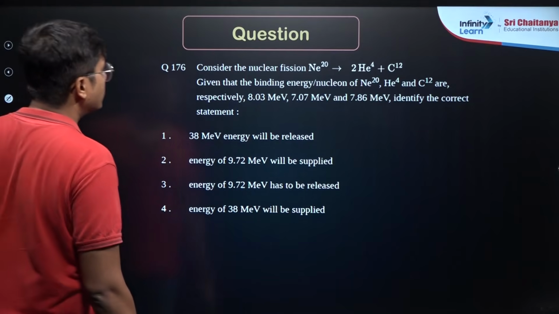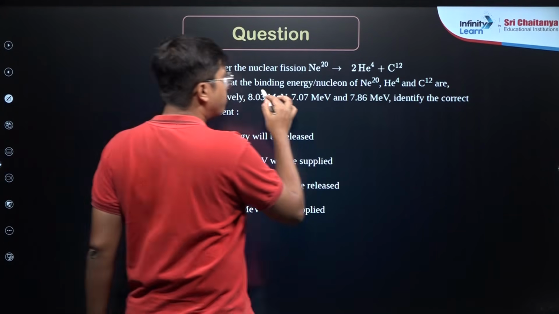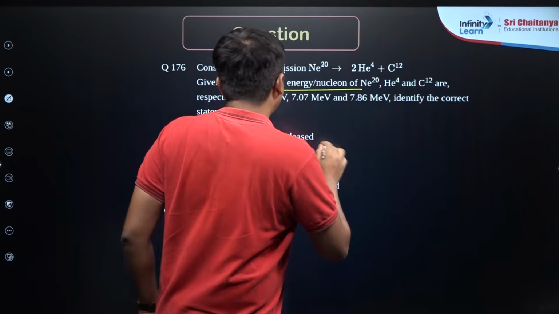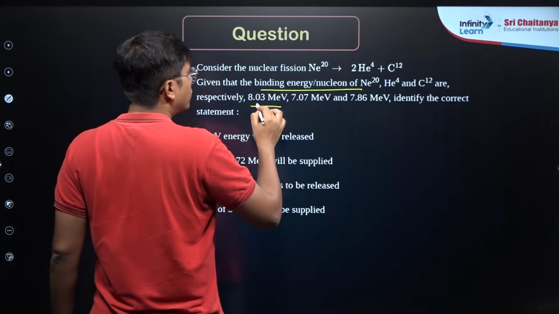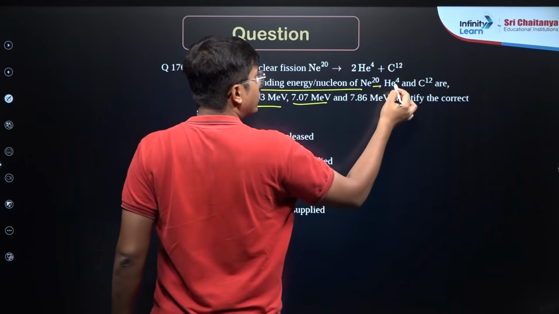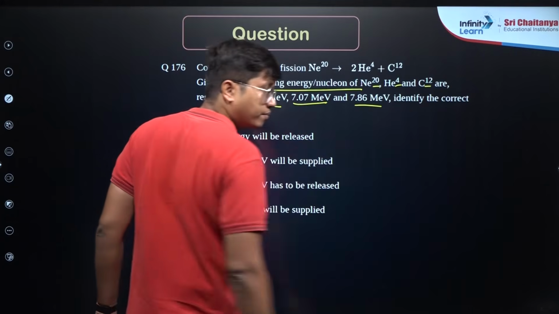Next, consider this fission. Binding energy is given to you. Now remember, these are binding energy per nucleon. So to find binding energy, you have to multiply. Like for neon, it is giving 8.03. You have to multiply 8.03 with 20. You have to multiply 7.07 with 4. You have to multiply 7.86 with 12.